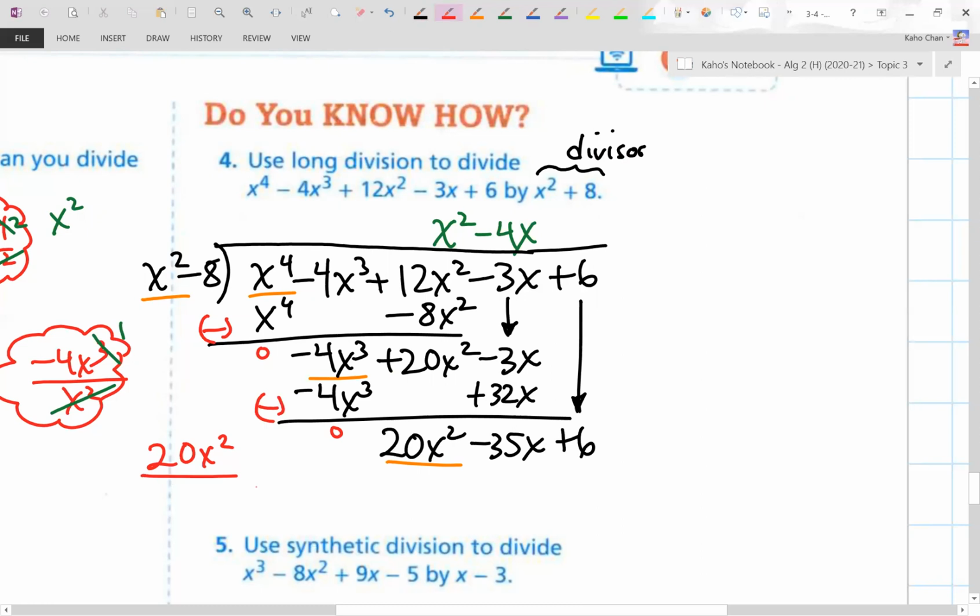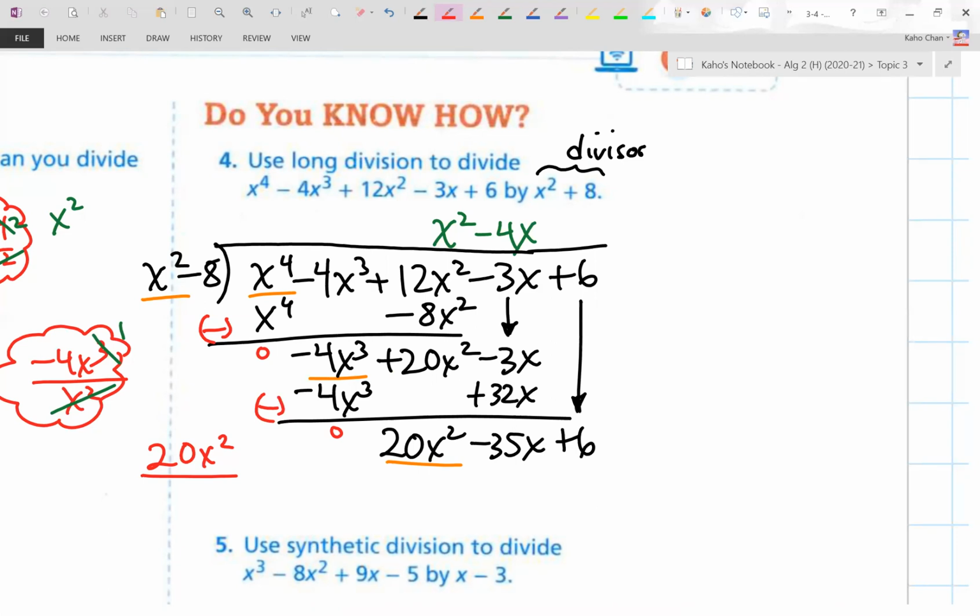Divided by x squared. Let me see, plus 20, I want to double check everything. Oh my goodness. You guys notice something crazy? I misread the divisor as x squared plus 8.